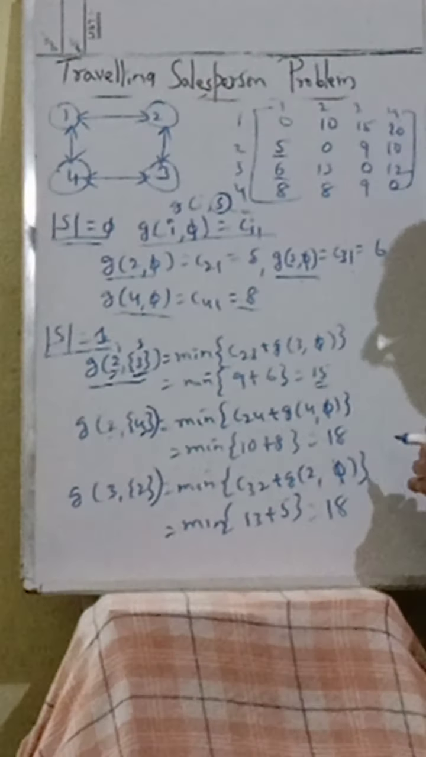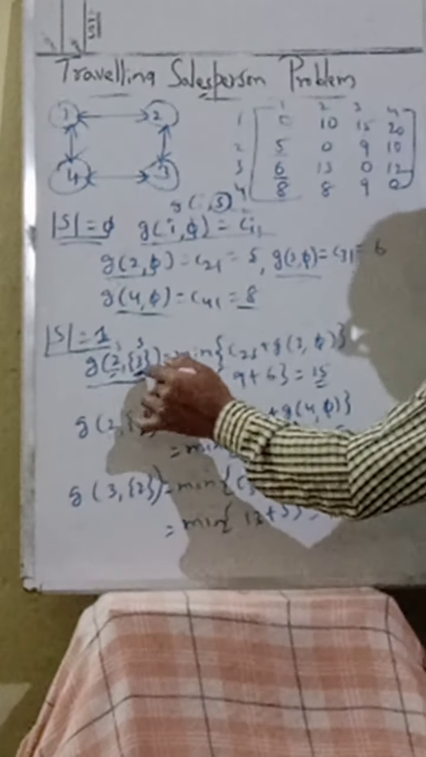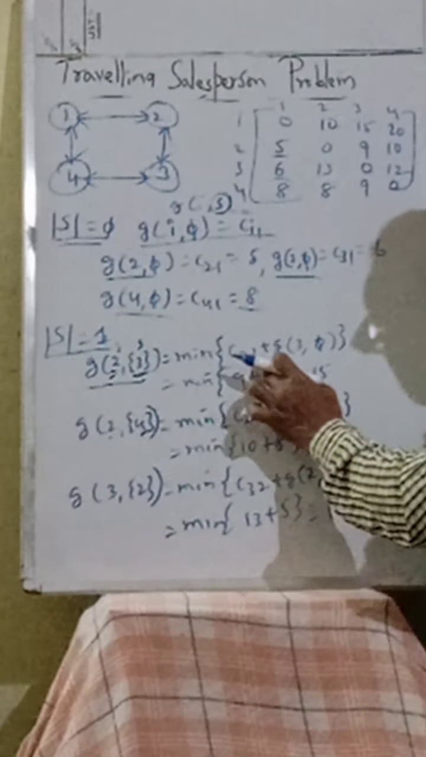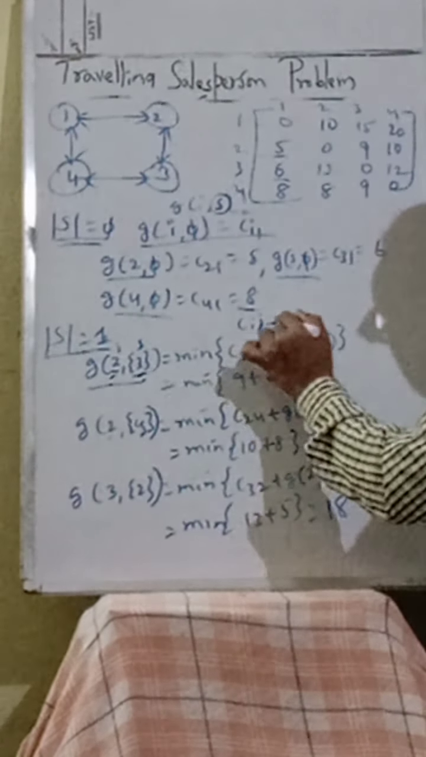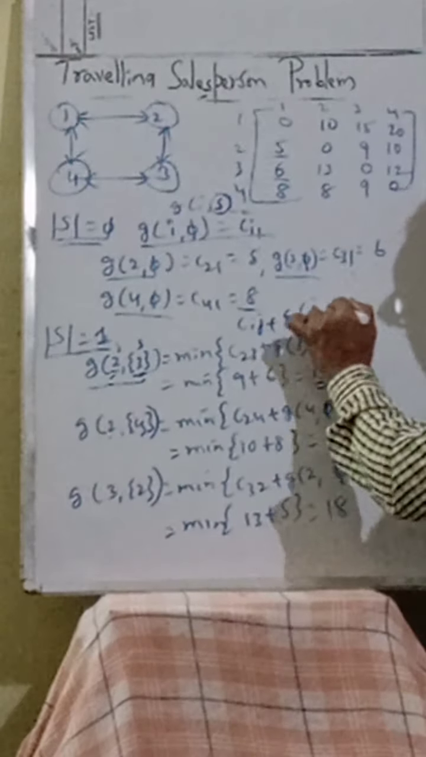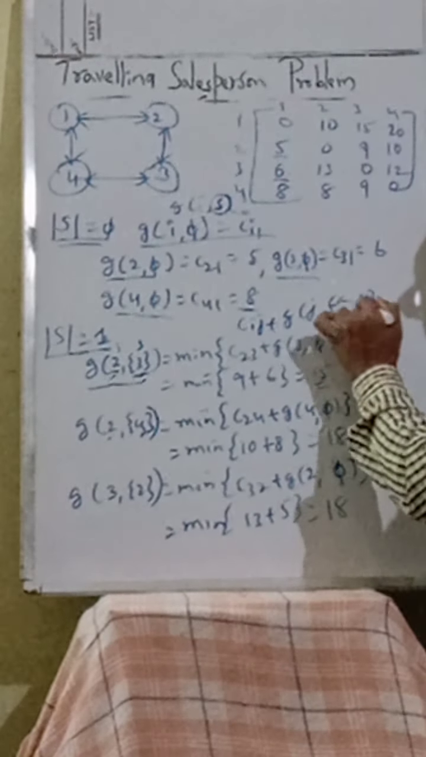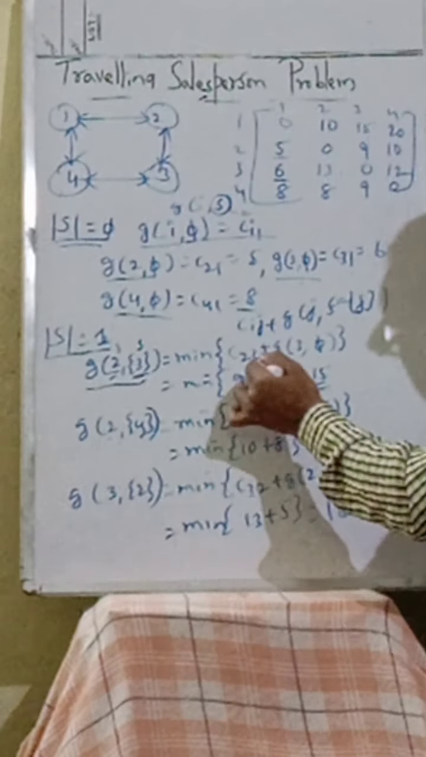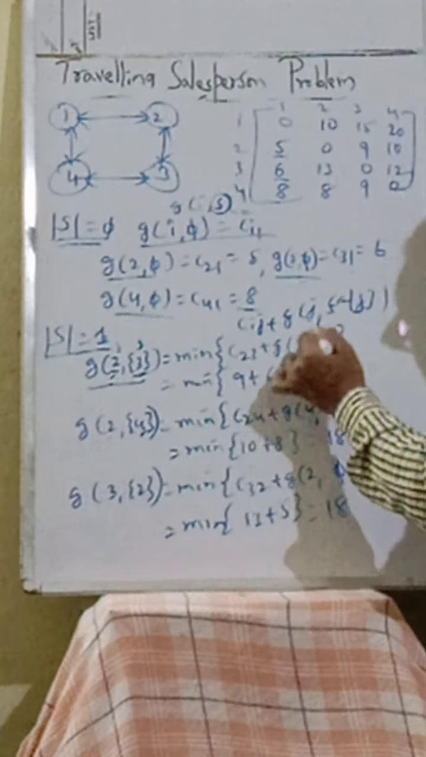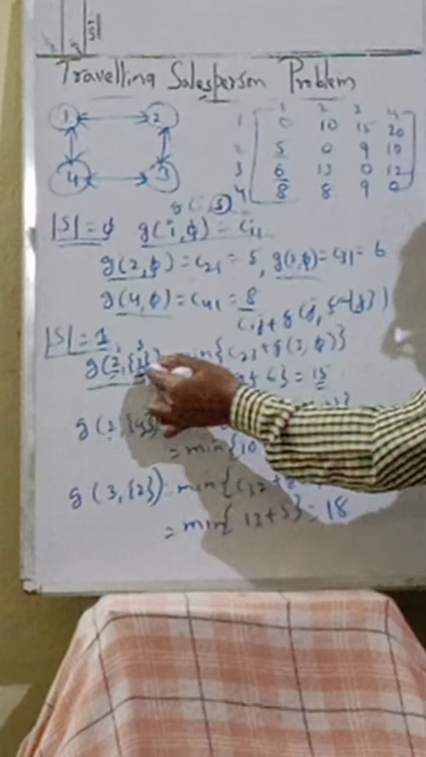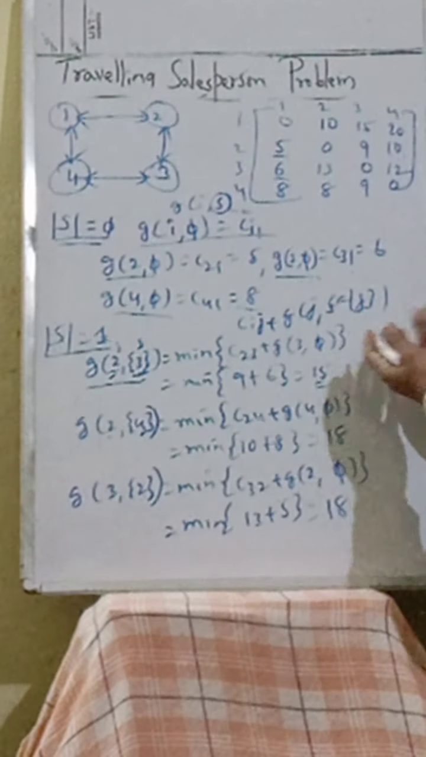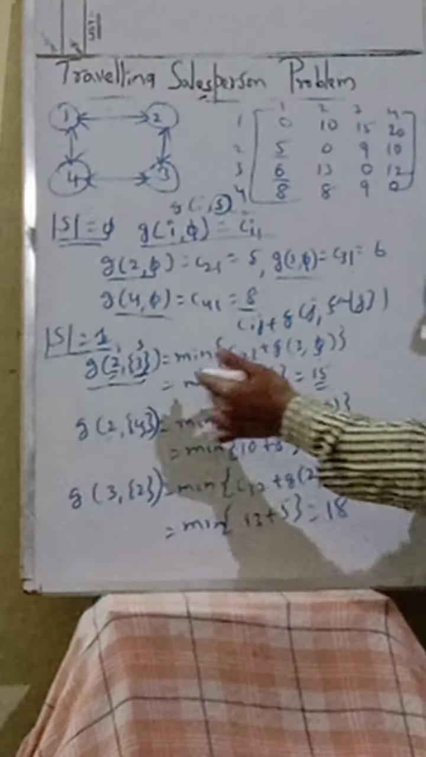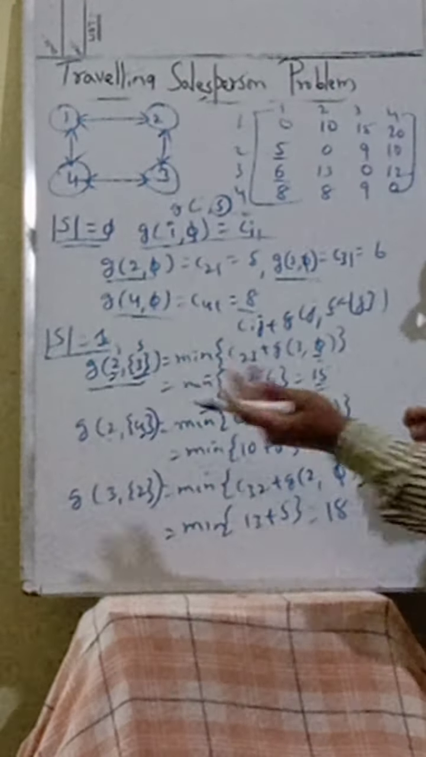So how can we expand G of I comma S now? Take the node number in S as J. So the minimum of Cij plus G of J comma S minus J. See, I is 2, J is 3, plus G of 3 comma S minus J. Once you consider this node, there is no other node here. That's why we need to replace S minus J with 5, because after subtracting 3 from this set, we get 5 only.